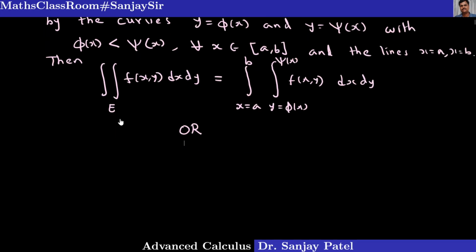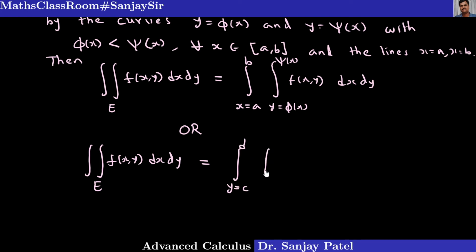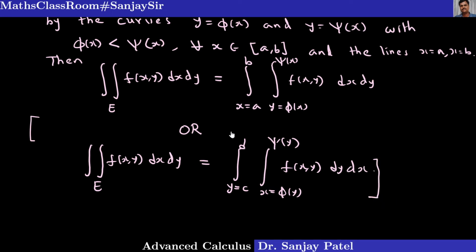Or we can compute this double integral over the given region E using the other repeated integral, and that I can write as y is equal to c to d, x is equal to phi of y to psi of y, f of x comma y dx dy. Let me write this as an extra thing which I will explain later on. So the double integral of the function f can be computed either using this iterated integral or this iterated integral. So there are two results, but I am going to prove only the first one.